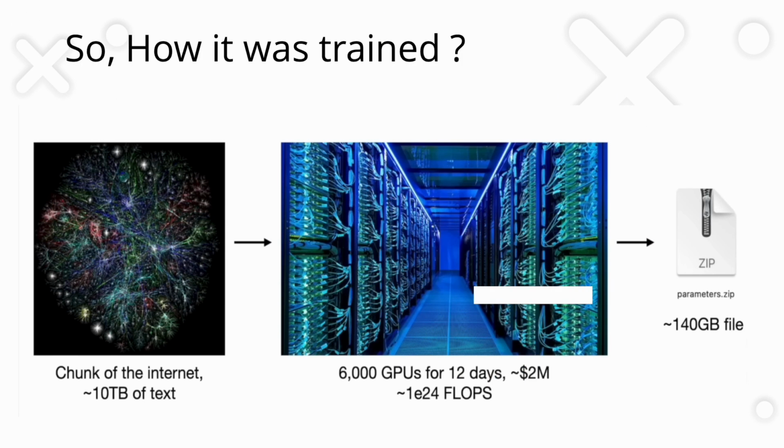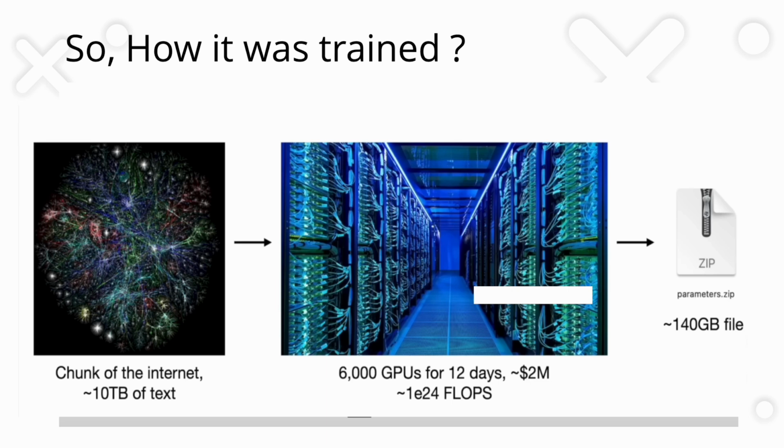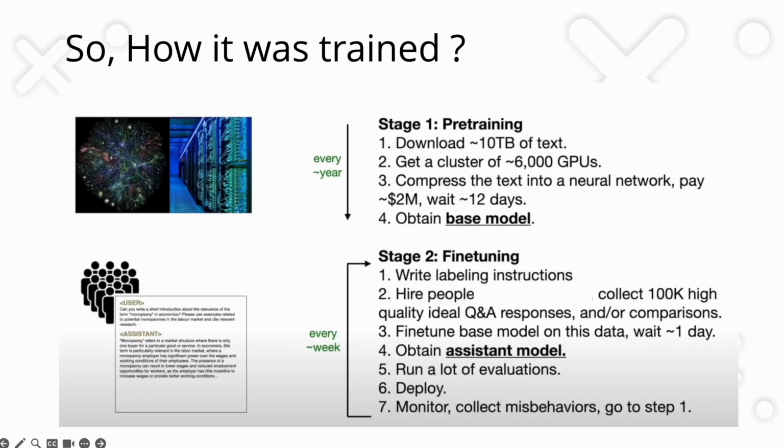So how was it trained? We have already seen how it was trained, right? And this is probably a couple of years back. Let's break it down. How many GPUs? And this is the pre-training stage, the first one, which spits out the next token or the next word, right? So 6,000 GPUs trained for 12 days.